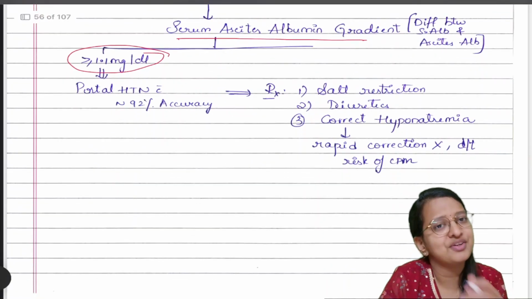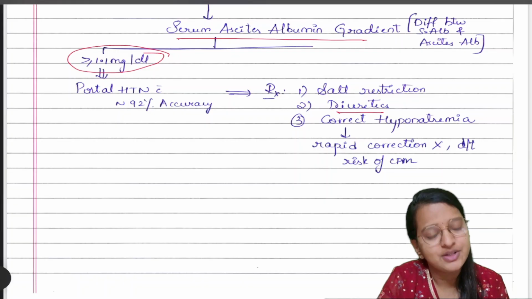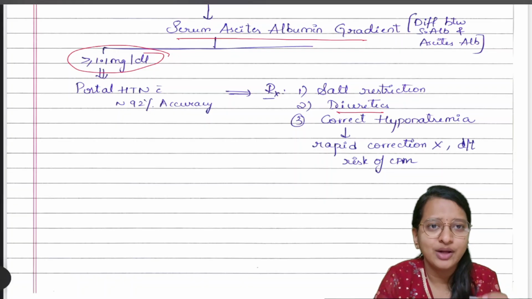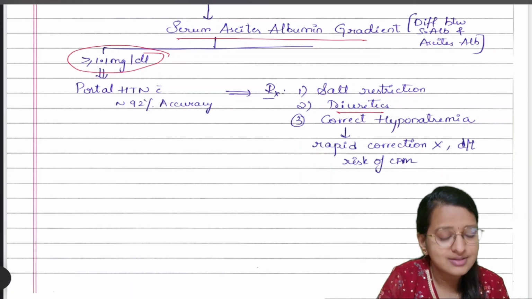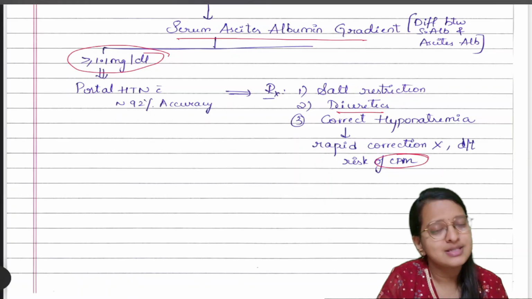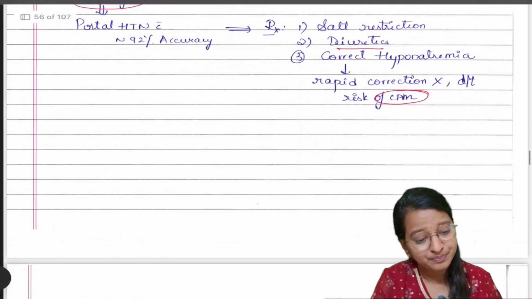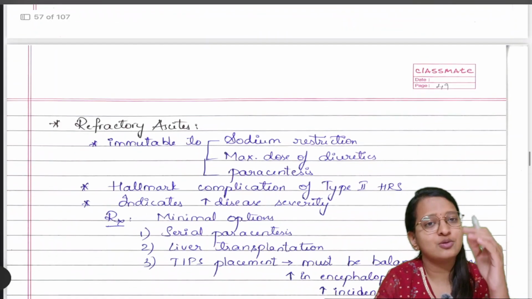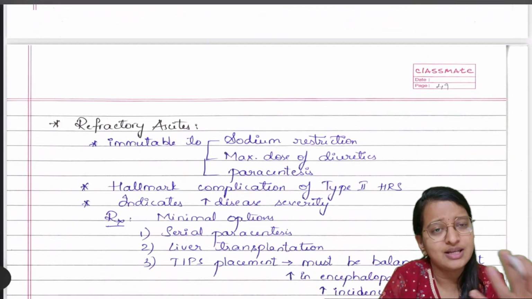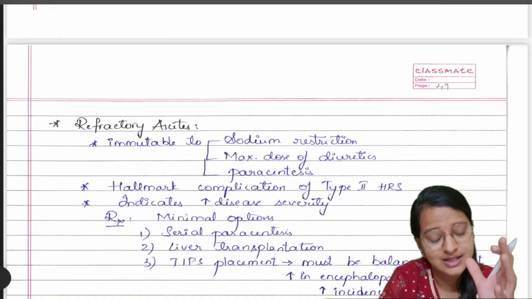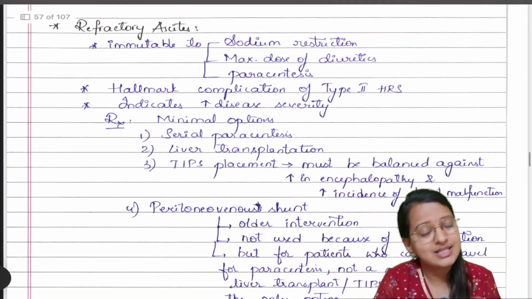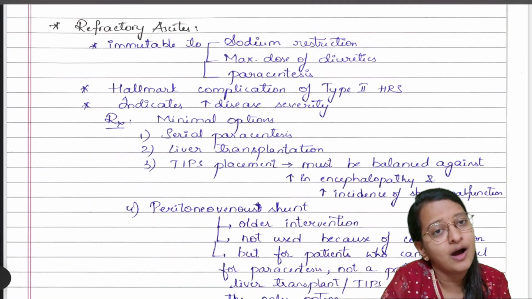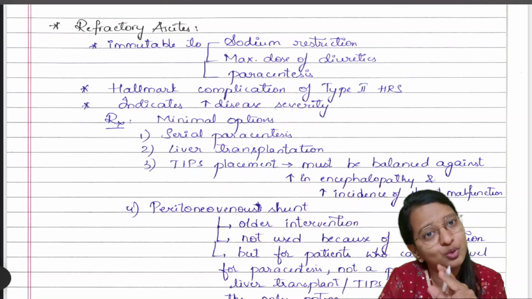Then we'll restrict salt, give diuretics, and correct hyponatremia, but in a slow, serial manner, because fast and rapid correction will lead to central pontine myelinolysis. But even with salt restriction, diuretics and paracentesis, if the ascites does not regress, that means it is refractory. And this refractory ascites is the hallmark complication of type 2 HRS.